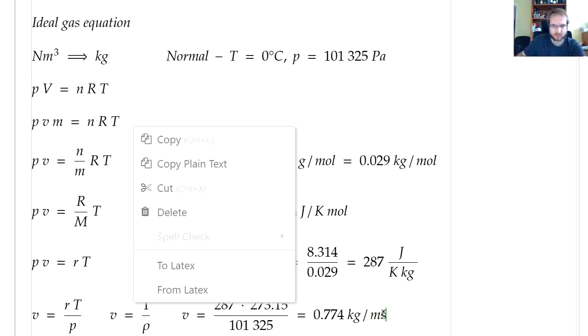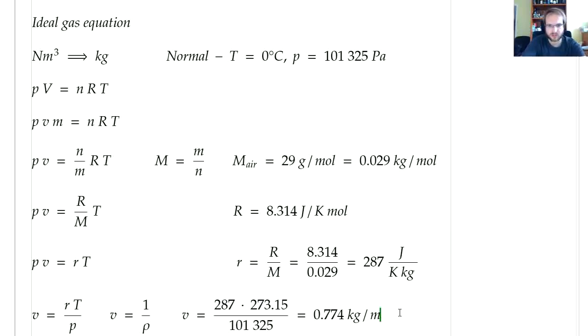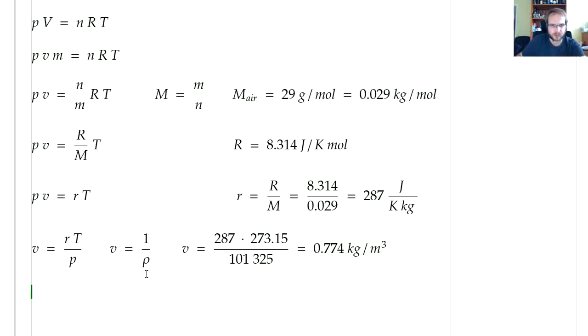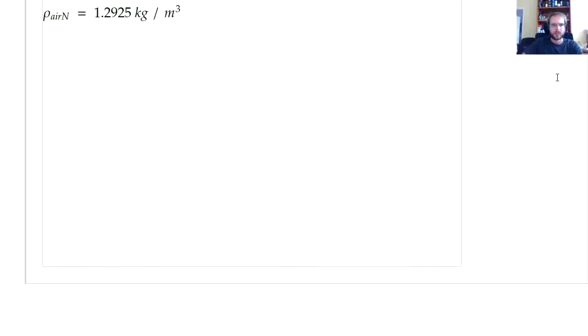Okay. Or the density goes that the density is 1.2925 kilogram per cubic meter. Okay, so now we have the density of the air, which in simplification is also, in our case, the density of the flue gas, and we can get the mass flow rate of the combustion air.